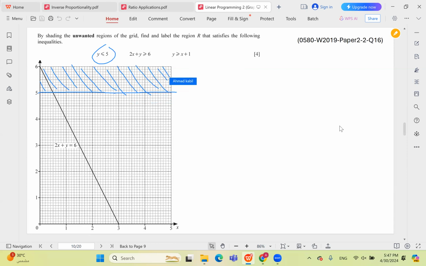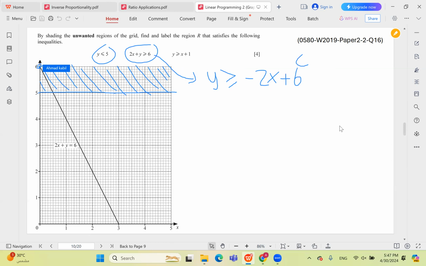Here we have 2x plus y greater than or equal to 6. So let's just rearrange this in slope-intercept form or gradient-intercept form. So y is greater than or equal to negative 2x plus 6. So the intercept here is 6. So we want the line that starts at 6 on the y-axis.